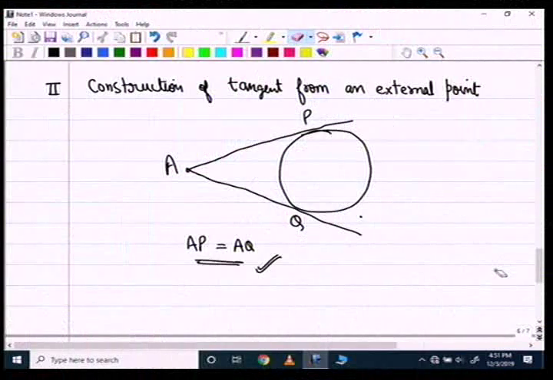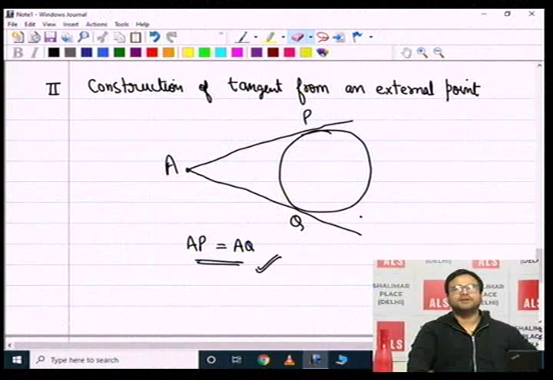Okay, so let's take a break over here. After the break we will start the construction of tangent from an external point. This we will cover after the break. So let's take a break, and after the break we will resume from this one.